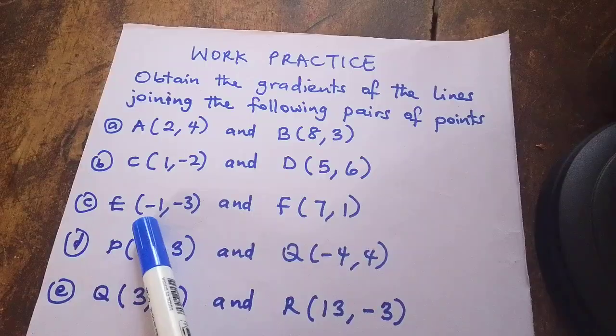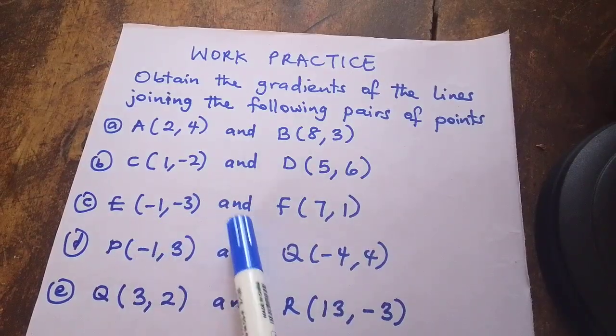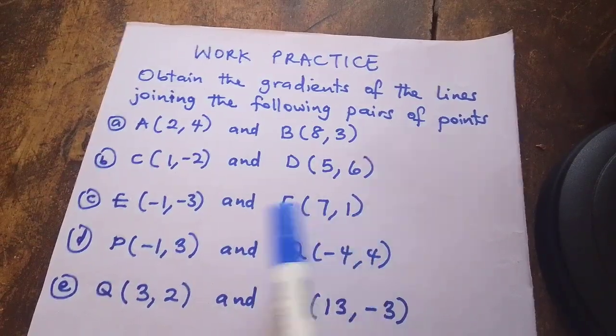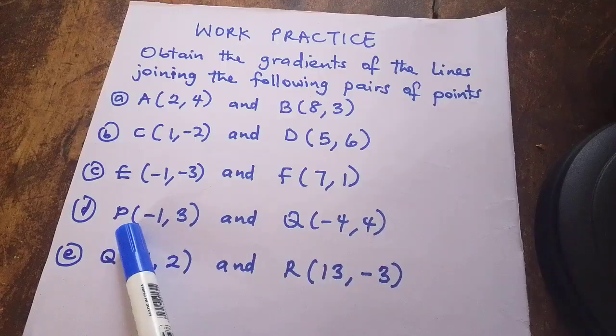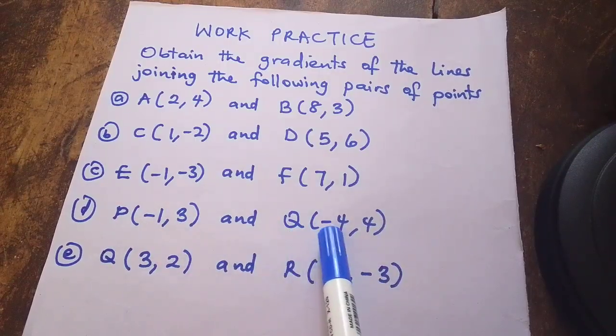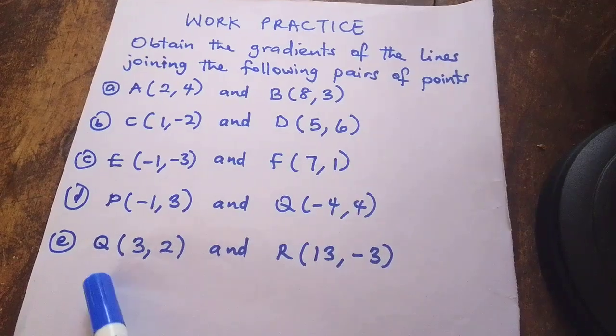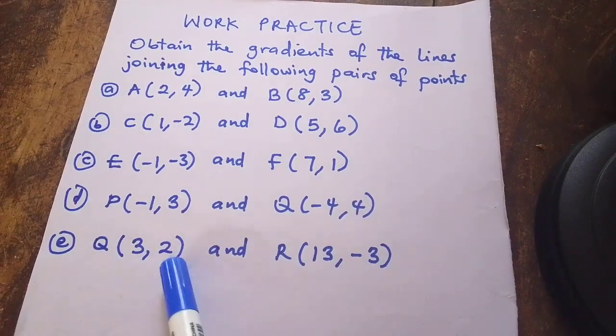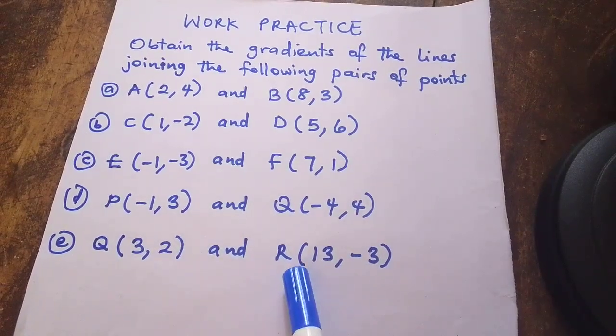For E, (minus 1, minus 3), and F (7, 1). Then coordinate P is (minus 1, 3), and coordinate Q is (minus 4, 4). Then Q is (3, 2), and coordinate R is (13, minus 3).